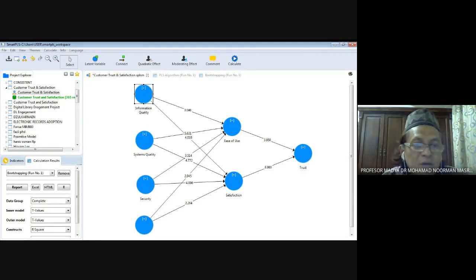Okay. Oh, I missed one thing. It's about the collinearity. I missed one thing. Okay, I'll revert to that later on. I just proceed with the R square.